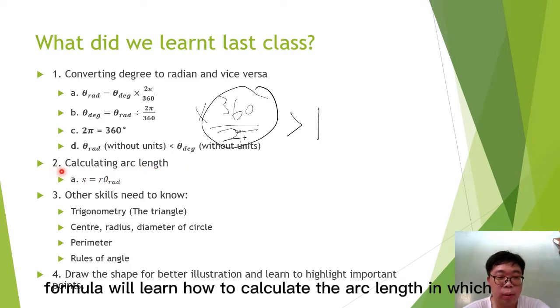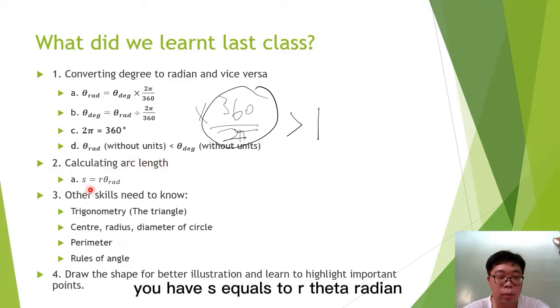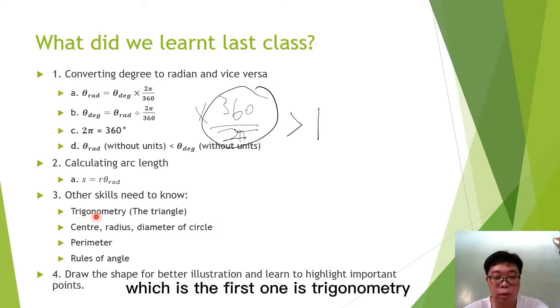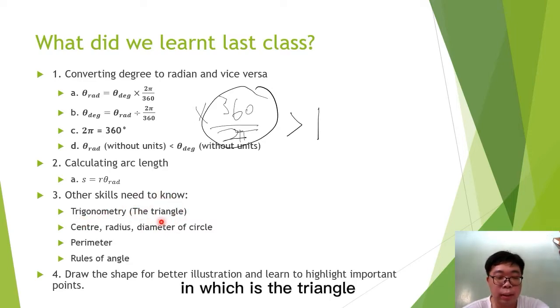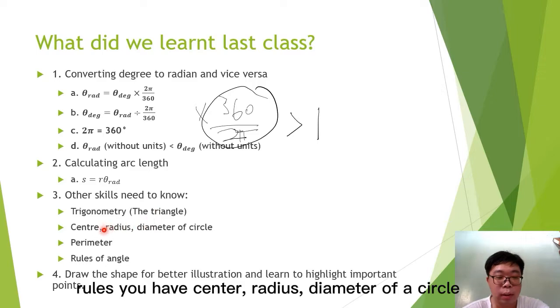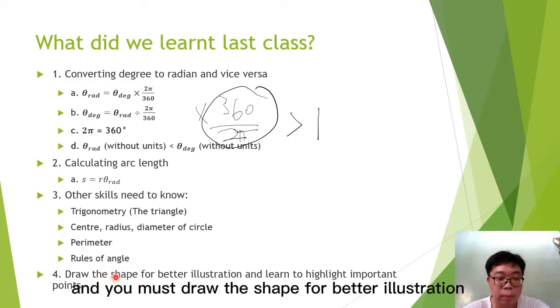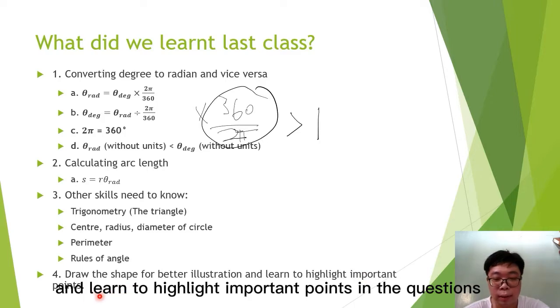The second formula, we learned how to calculate the arc length, in which you have S equal to R theta radian. And then you have other skills that you need to know, the first one being trigonometry, which is the triangle rules. You have center, radius, diameter of a circle. You have perimeter. You have rules of angle. And you must draw the shape for better illustration and learn to highlight important points in the questions.